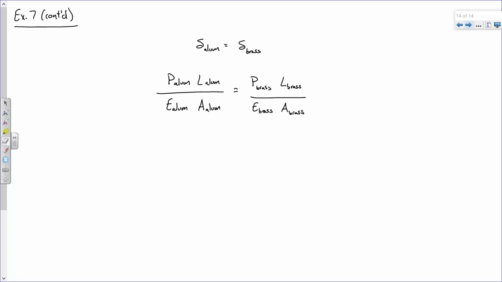So this is an equation, right? Help me out about something. What's going on with the lengths? Because they're the same. There you go. Exactly right. They're going to cancel each other out because they're the same. So instead of writing L for the aluminum and L for the brass, I'm just going to write L because they're both the same. And if I divide both sides by L, they cancel out. See what I mean?